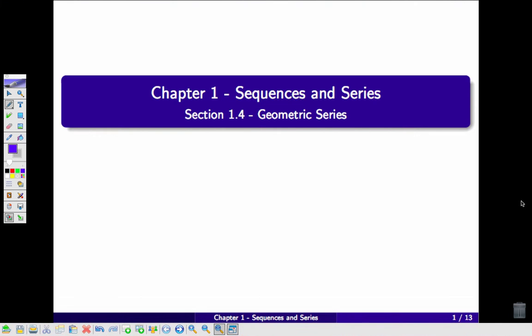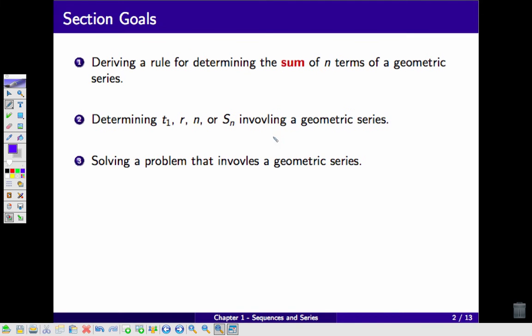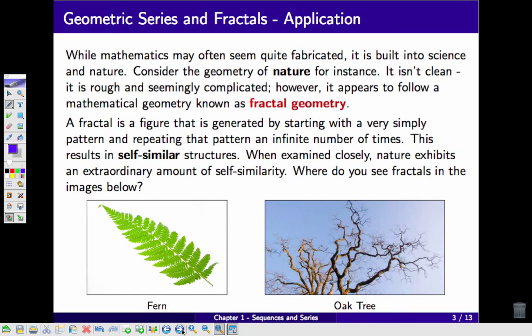Okay, so geometric series now, section 1.4. So you can assume, or you probably have looked ahead, that we're going to talk about summing a geometric sequence basically. So we're interested in, as you can expect, the sum of n terms of a geometric series.